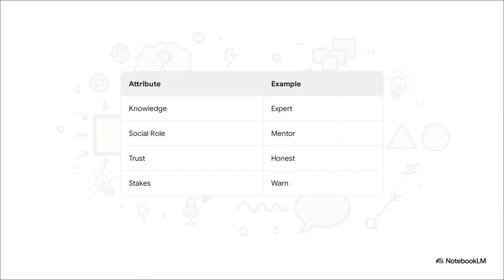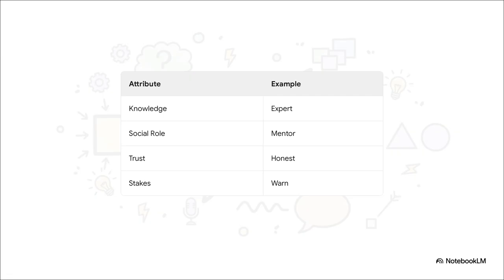When you define the speaker, you are doing something incredibly powerful. You are narrowing the AI's vast, overwhelming database down to a specific, focused intellectual framework. Take a look at these attributes. You can define the speaker's knowledge level. Are they a world-class expert, or are they willfully ignorant? You can define their social role. Are they a supportive mentor, a harsh critic, or maybe a tour guide?